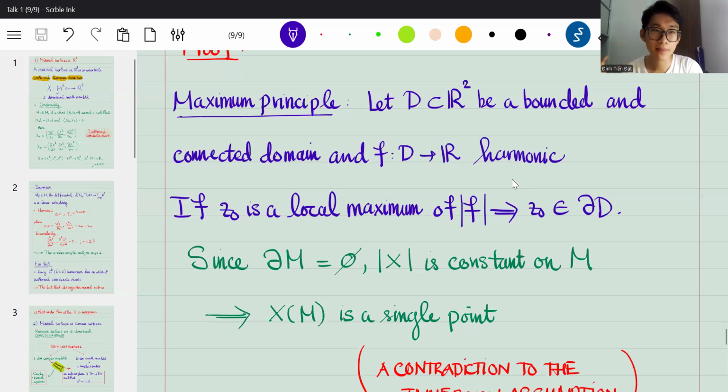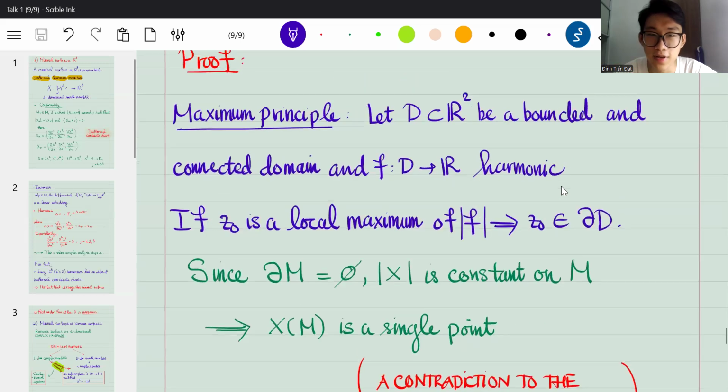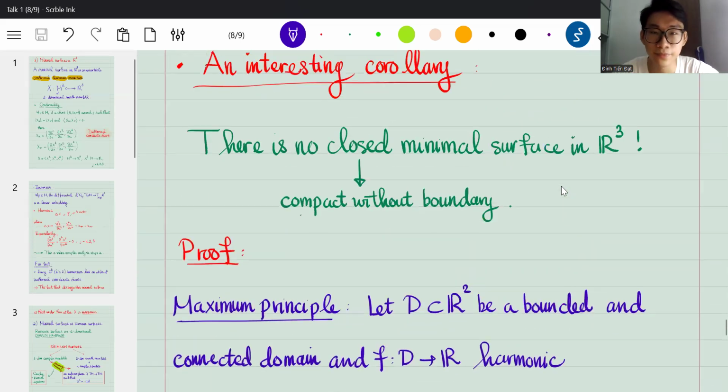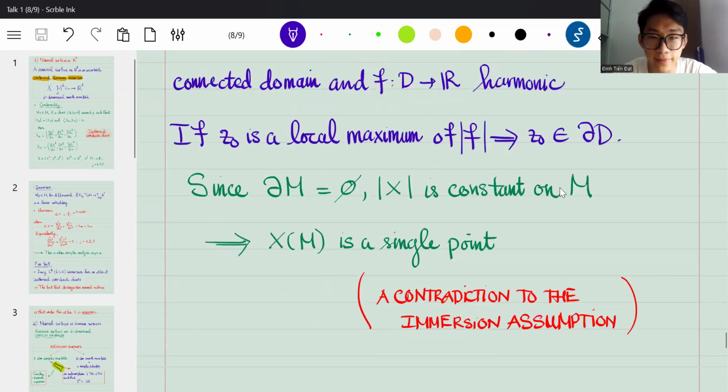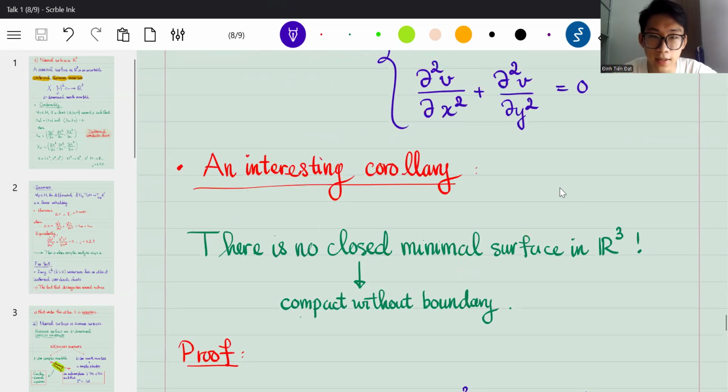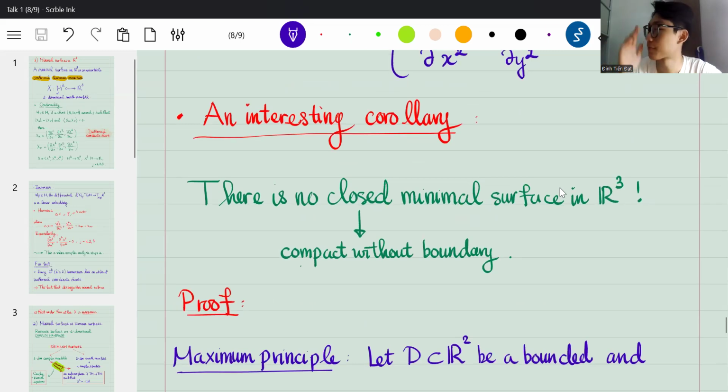So this map shrinks the whole surface into a single point. So that cannot be an immersion, right? So there can be no closed minimal surface in R^3. Okay, so that is a very nice example. The same thing also happens in that there is no holomorphic immersion of a closed complex manifold into C^n. So we have to work with projective space.